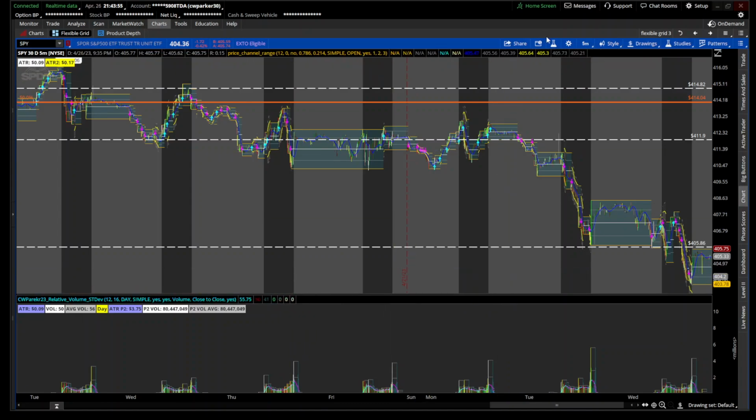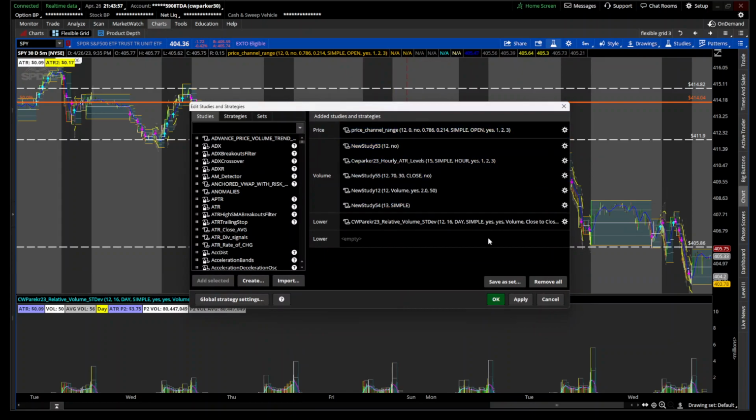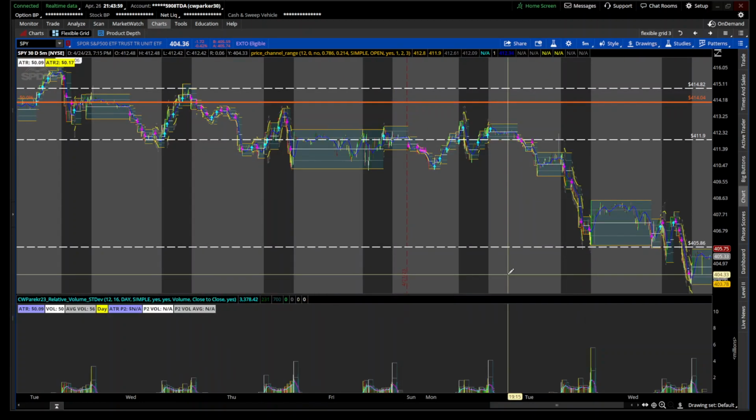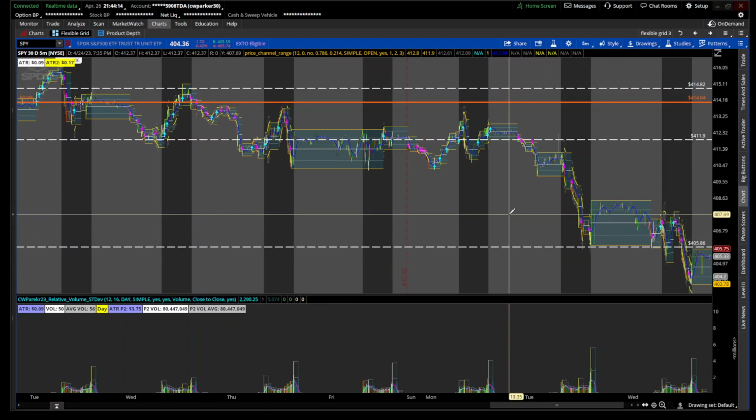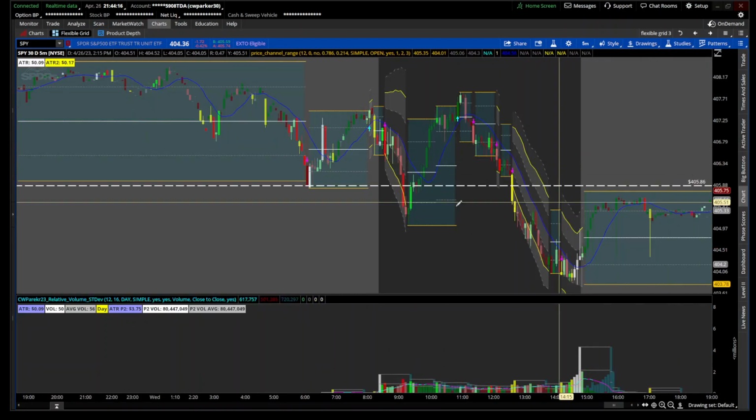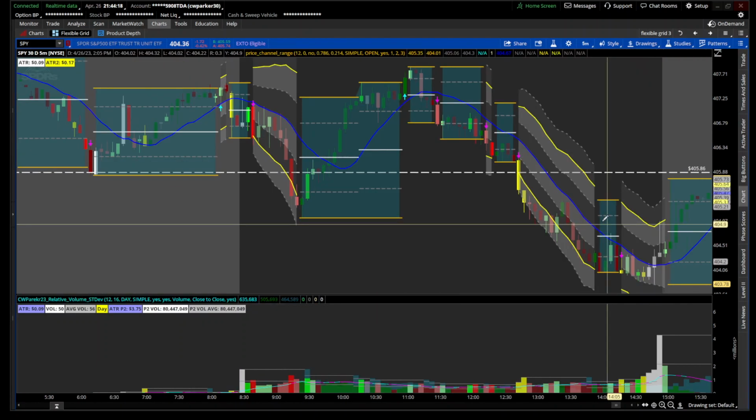Today I'll be introducing you to the price channel range. Basically what you need to understand is this: stocks are either trending or they're consolidating and just trading within a range. So this indicator helps you figure out if a stock is trending or if it's just trading within a range. So let's zoom in and go to today with the S&P 500.